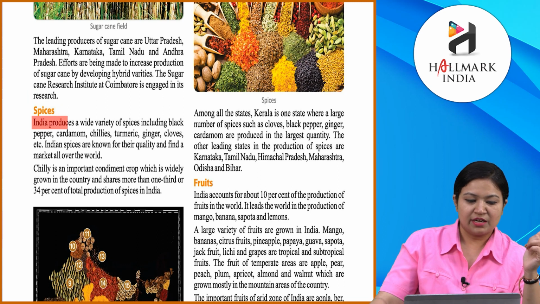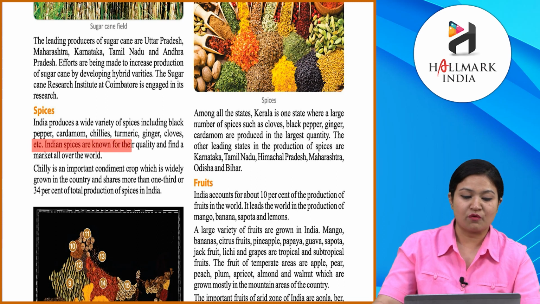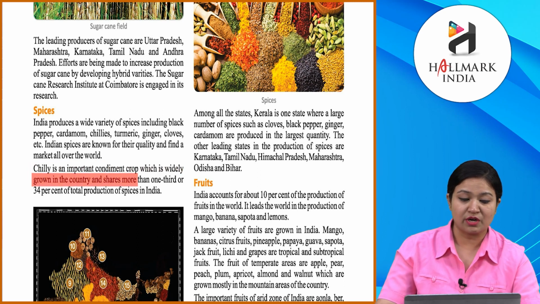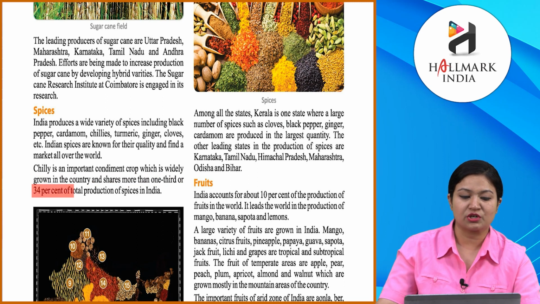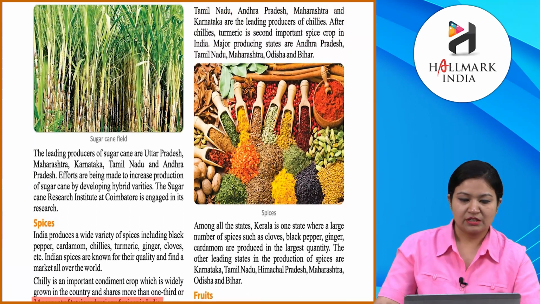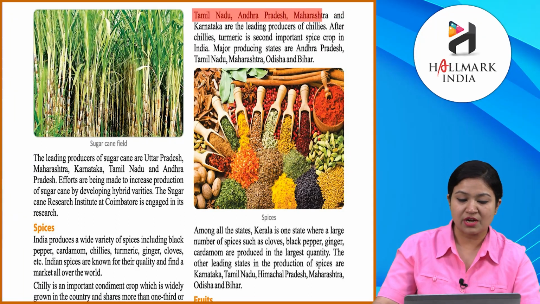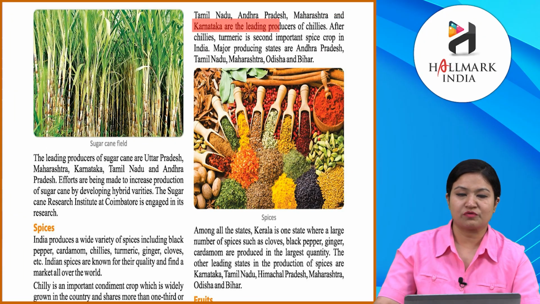Spices. India produces a wide variety of spices including black pepper, cardamom, chilies, turmeric, ginger, clove, etc. India's spices are known for their quality and find a market all over the world. Chili is an important condiment crop which is widely grown in the country and shares more than 1/3, or 34%, of the total production of spices in India. Tamil Nadu, Andhra Pradesh, Maharashtra and Karnataka are the leading producers of chilies.